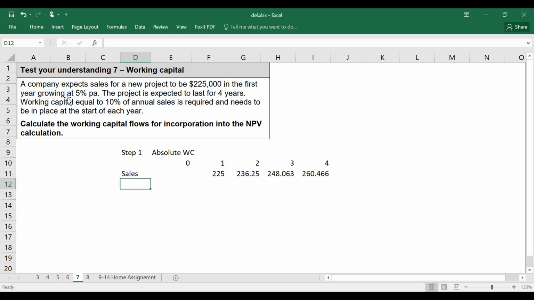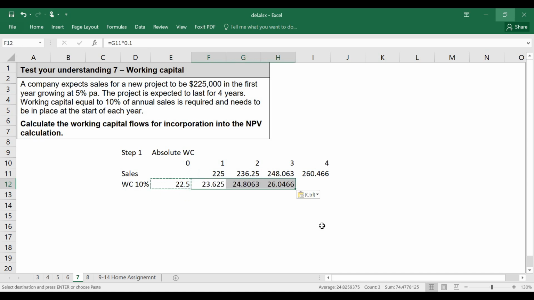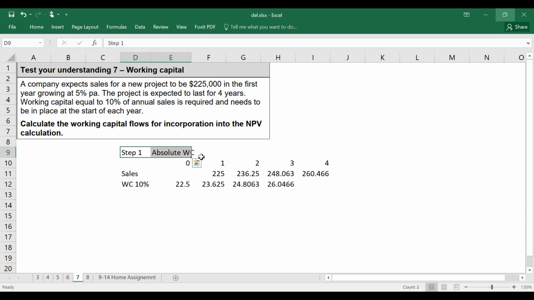Fine. Now here I am going to calculate our working capital, which was 10% of our annual sales. It was 10% of our annual sales and it was required to be placed at the start of each year. Even in the absence of this information, we will assume that working capital should be placed at the start of each year, but the examiner can tell you anything else otherwise. So here in year 0 we are going to take 10% of this amount. Okay, so here we are going to take 10% of double to 5. Right? And I am going to copy it and I will paste it here. Fine. So here I have working capital for 4 years, from year 0 to year 3. So that's how I calculated absolute working capital.